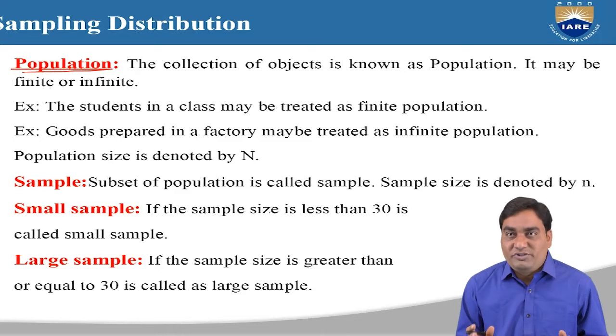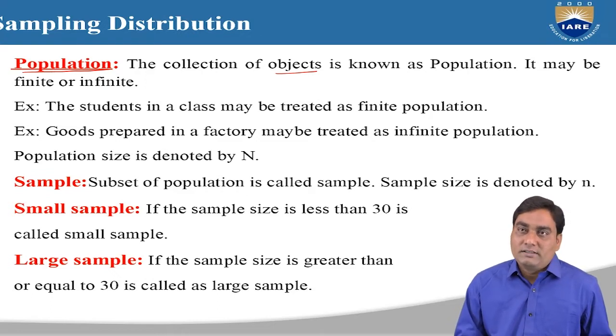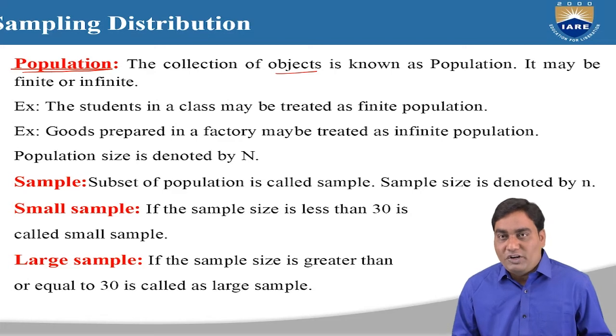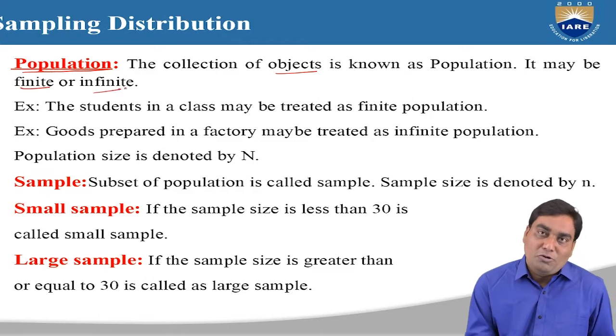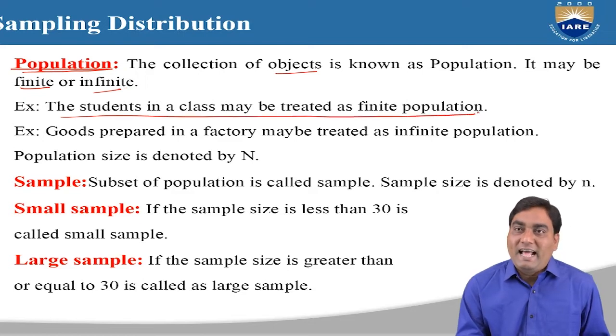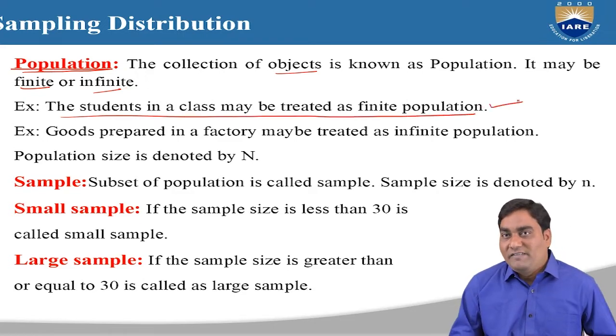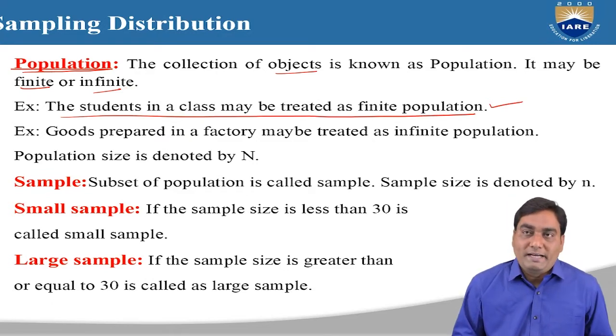The collection of objects or group of objects or set of objects is known as population. It may be a finite population or an infinite population. What is meant by finite and infinite population? If I take one example, the students in a classroom may be treated as a finite population because we can count the number. That's why such a type of population is known as finite population.